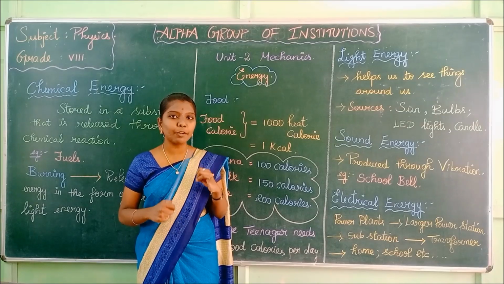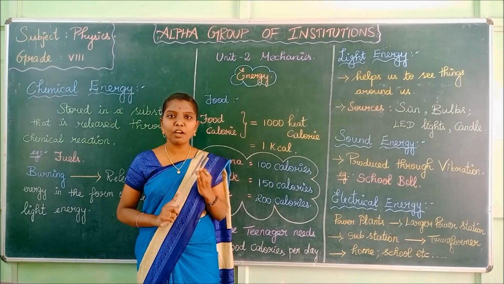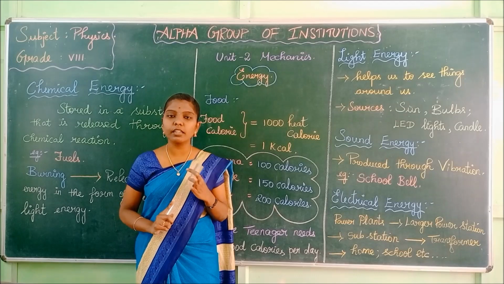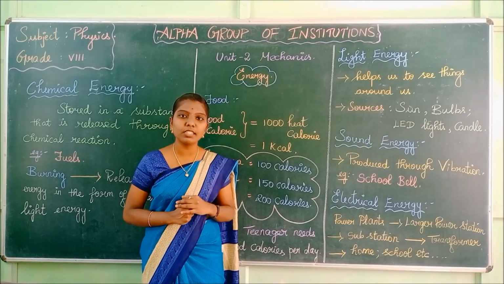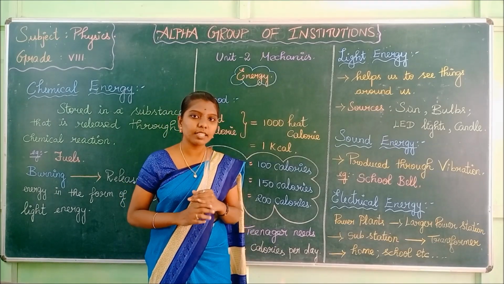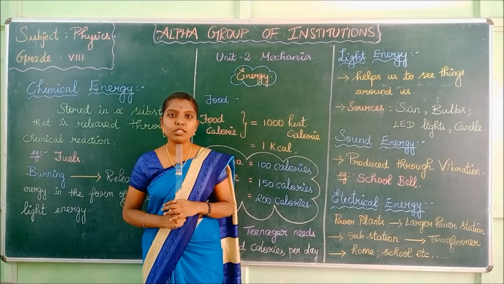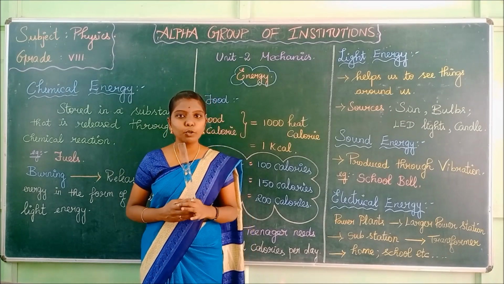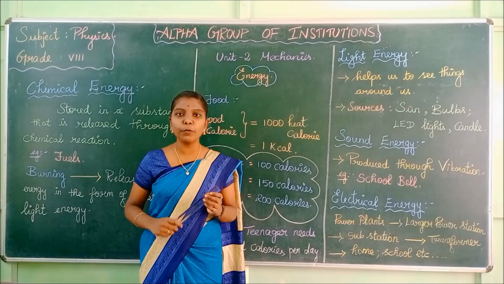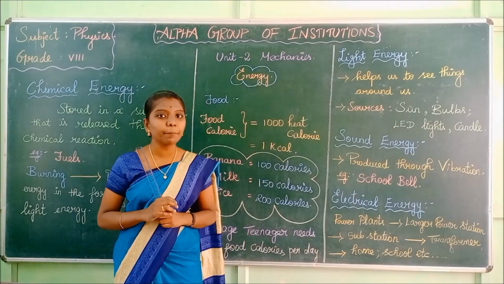Then we have seen the values for 1 kilojoule, 1 megajoule, 1 millijoule. What is 1 Erg? 1 Erg is equal to 10 power minus 7 joule. 1 kilojoule is equal to 1000 joule. 1 millijoule is equal to 0.001 joule.